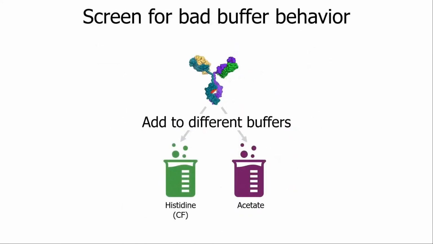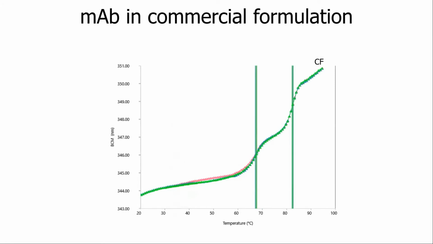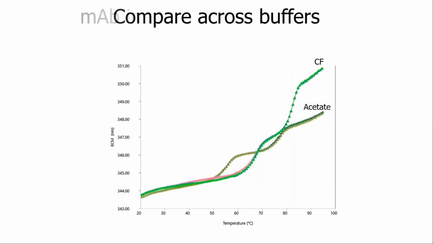Now let's look at a broader story for UNCLE data and how it can help you screen for bad buffer behavior. In this experiment, we're taking an antibody and adding it to 2 simple buffers, a histidine buffer and an acetate buffer. We'll call the histidine buffer the commercial formulation, or CF. In this graph, we have triplicate samples in our commercial formulation, and you can see that the melting temperatures line up extremely well, and we're still getting that 2 melting temperature behavior that we're expecting for this particular antibody.